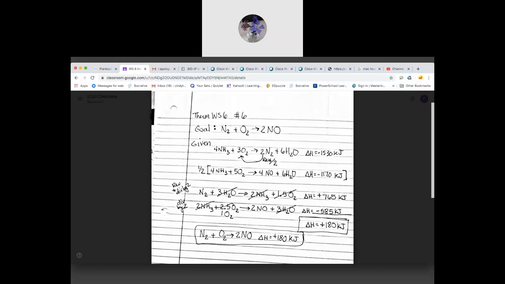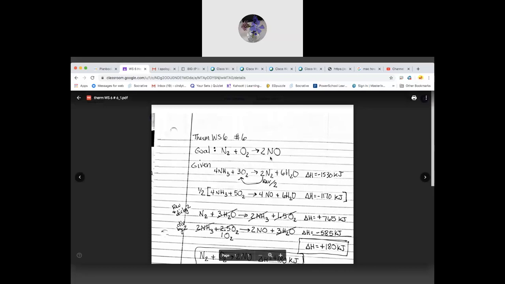So one of the things I notice is that I need to get the N2 on the other side of the equation, because here it's a product, but I need it to be a reactant. This other equation doesn't even have nitrogen molecules in it, so I can't use this one. So I know I have to reverse this one. I have to reverse the whole thing in order to get the nitrogen into the reactants.